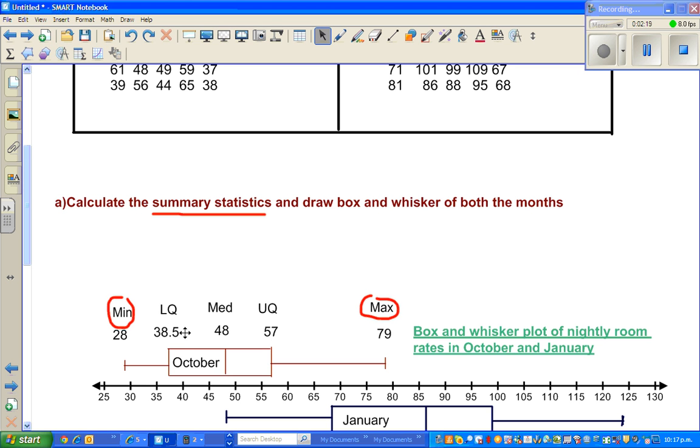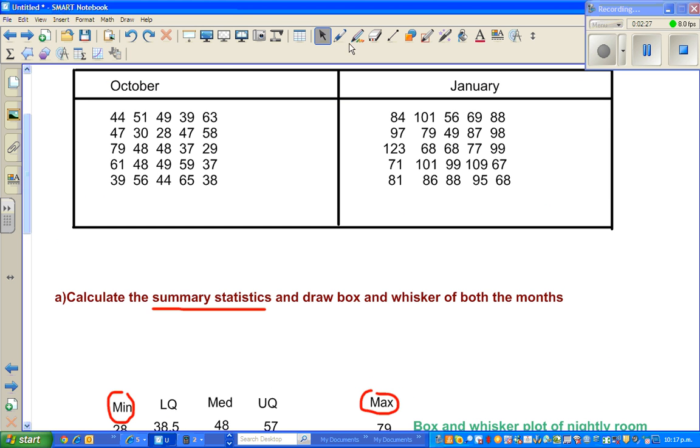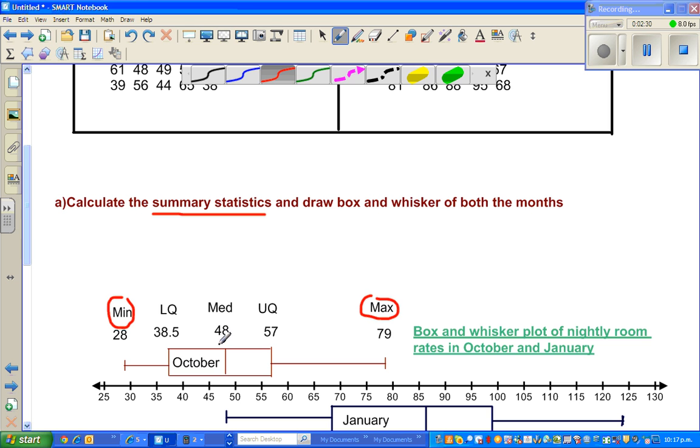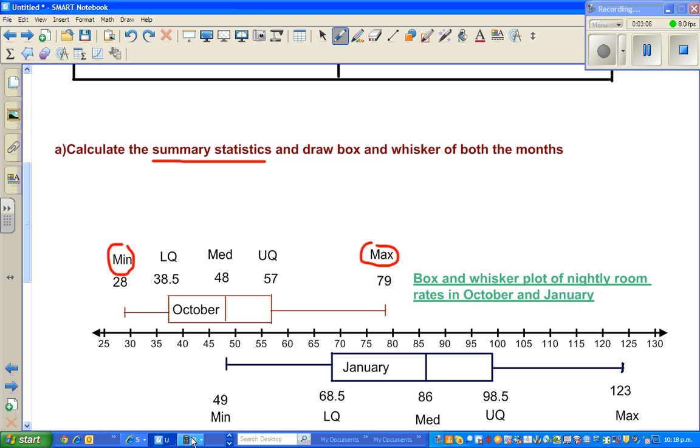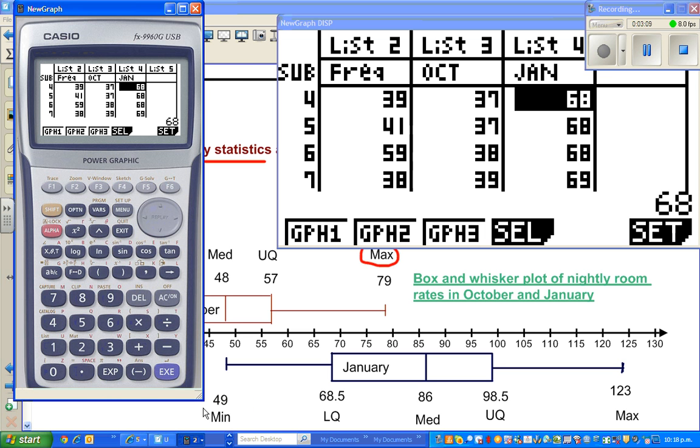So what I mean is, as we just saw, the median of these 25 values would be the 13th value. So in the case of October, the 13th value, if you order them from the lowest to the highest, you can find that it will be 48. To calculate the lower quartile, we find the middlemost of the 12 values that are before the median. If there are 12 values before the median, the middlemost value would be between the 6th and the 7th value. You can confirm it by ordering them from the lowest to the highest. Same way for January. So let us see how to draw the box and whisker on a calculator.